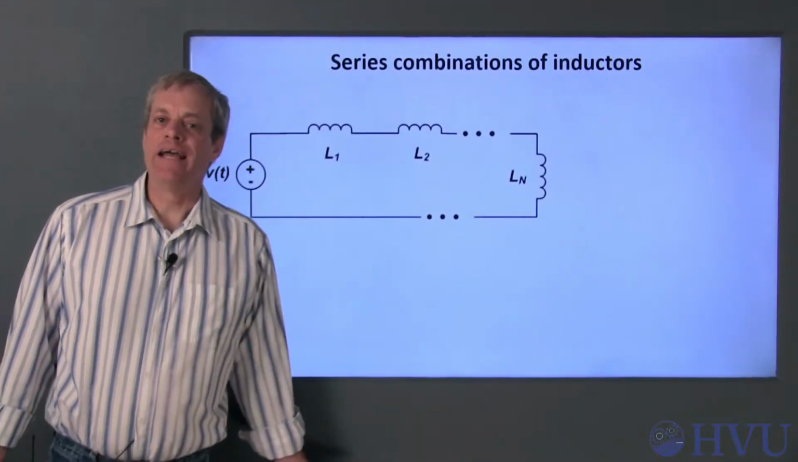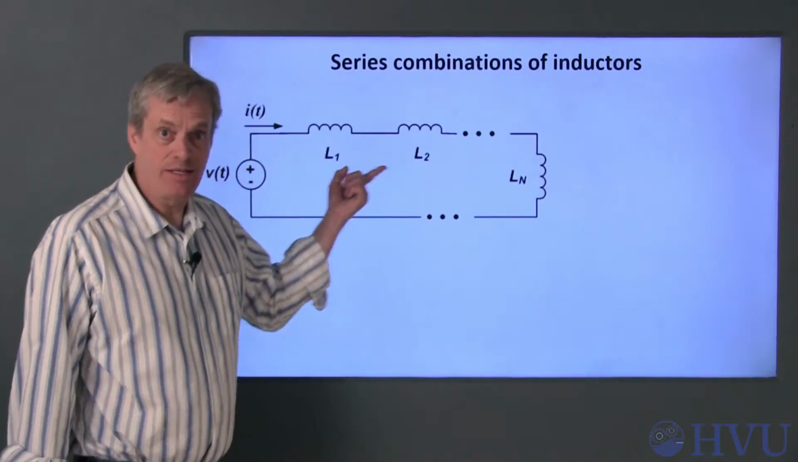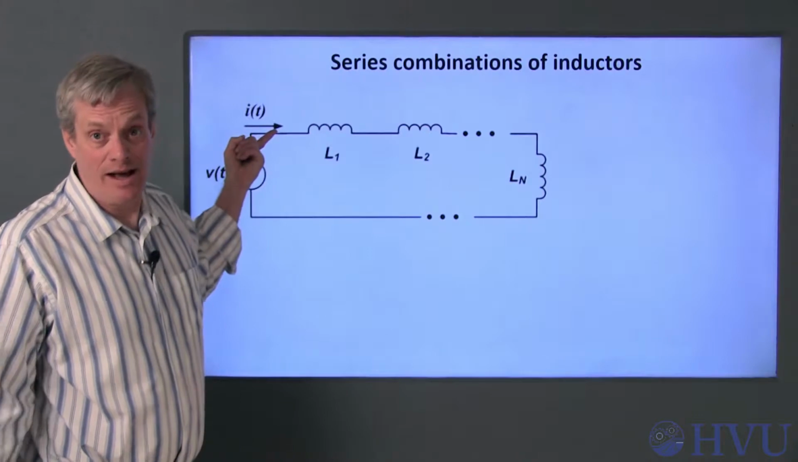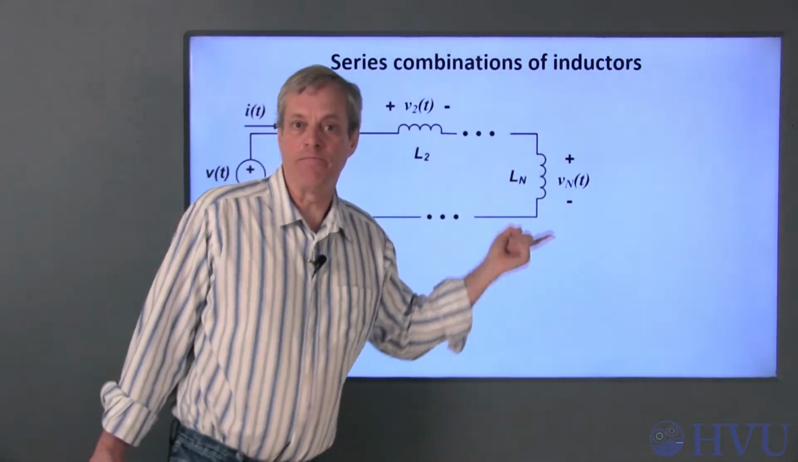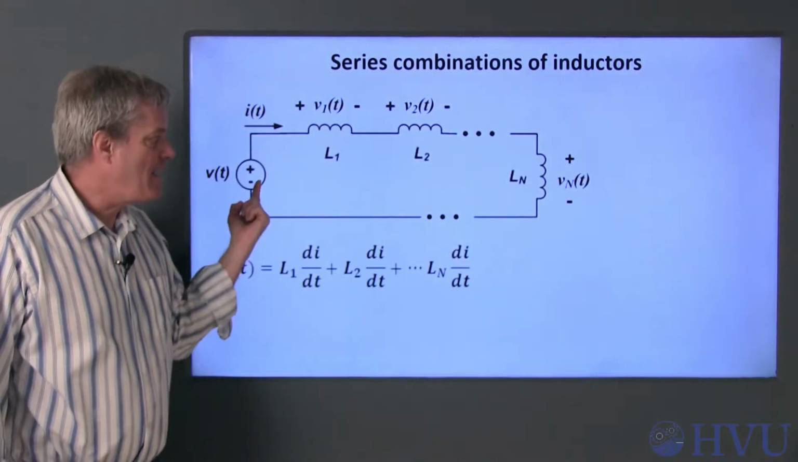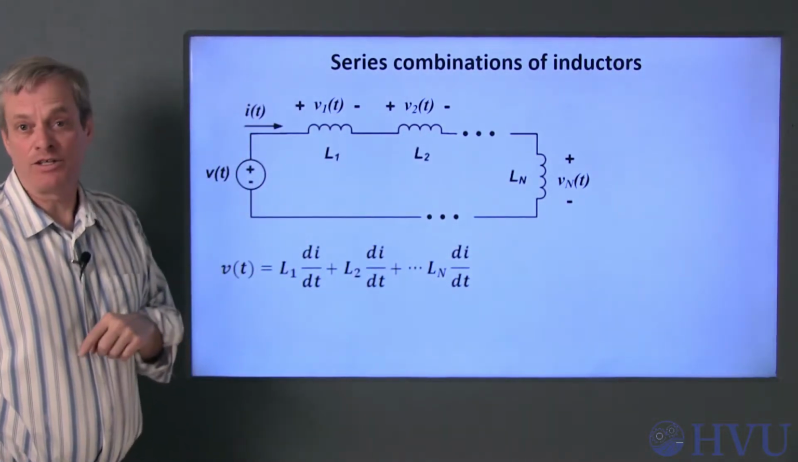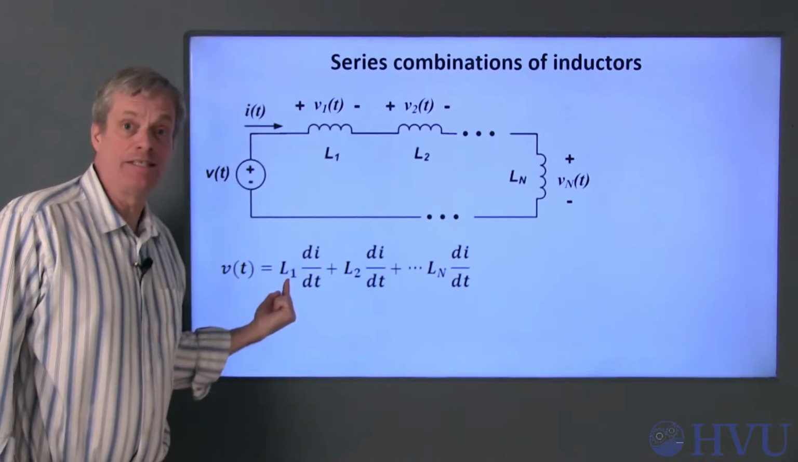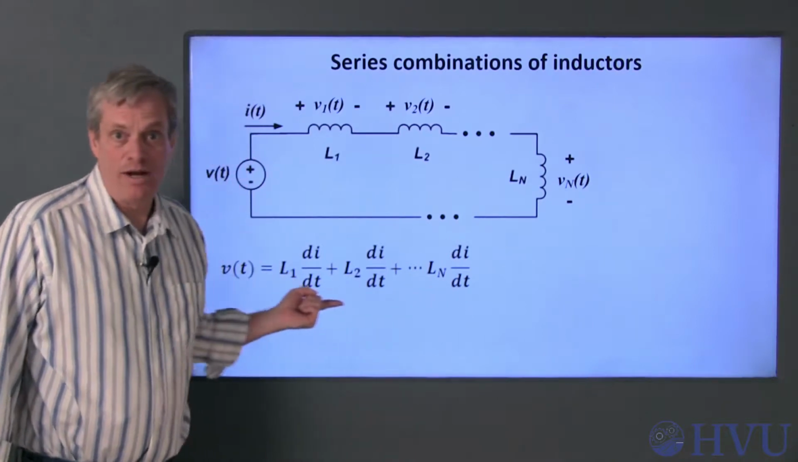Now let's look at combining inductors in series. Since the circuit elements are in series, they all share the same current, i of t. The voltages across the individual inductors are shown here. Now if I do KVL around this loop and use the relation that the inductor voltages are equal to the inductance L times di/dt, I get this equation.